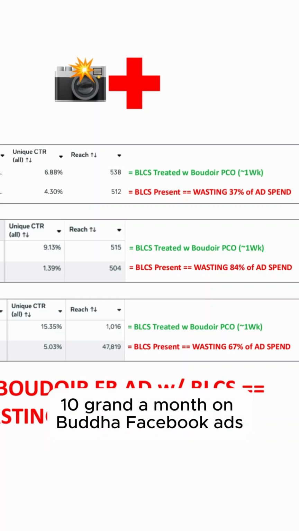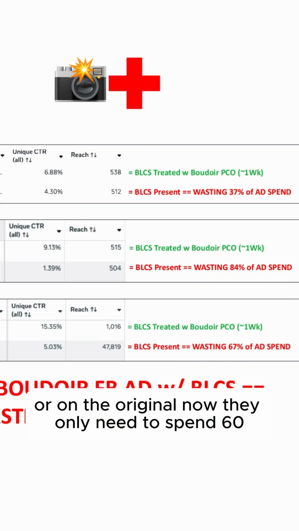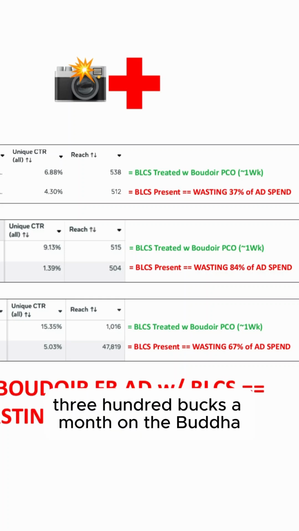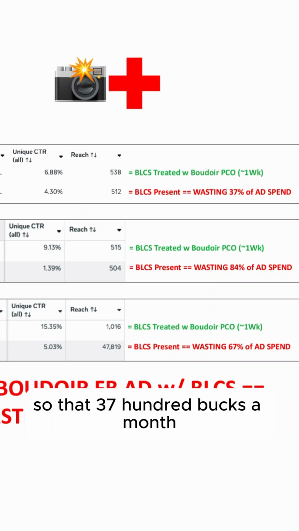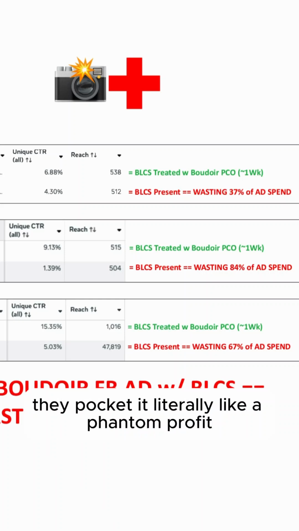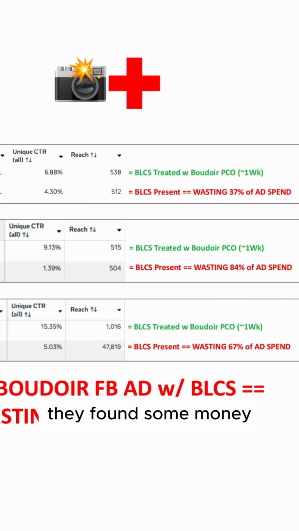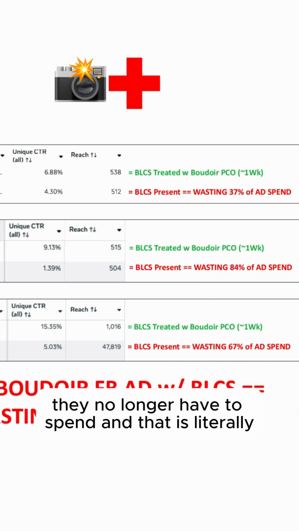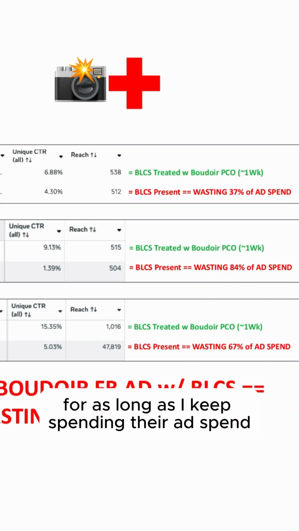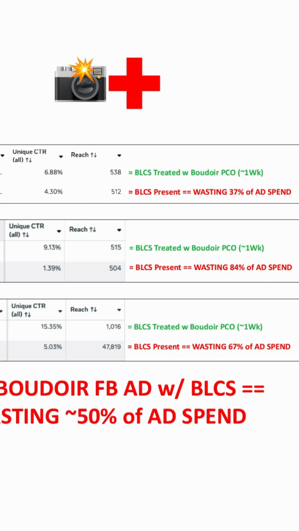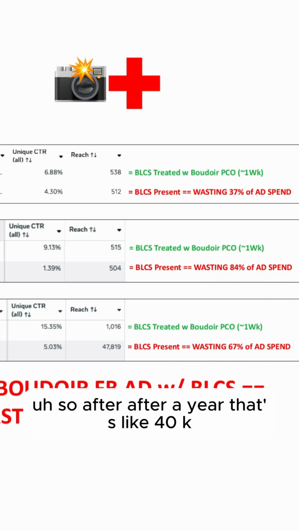So if they're spending 10 grand a month on Boudoir Facebook ads on the original, now they only need to spend 6,300 bucks a month on the Boudoir Pico treated ad. They get their ad into the same number of women's brains in both scenarios. So that 3,700 bucks a month that they no longer have to spend, they pocket it, literally like a phantom profit. It's like they found some money between the seat cushions. And that is literally a bonus every single month for as long as they keep spending their ad spend. So after a year, that's like 40K.